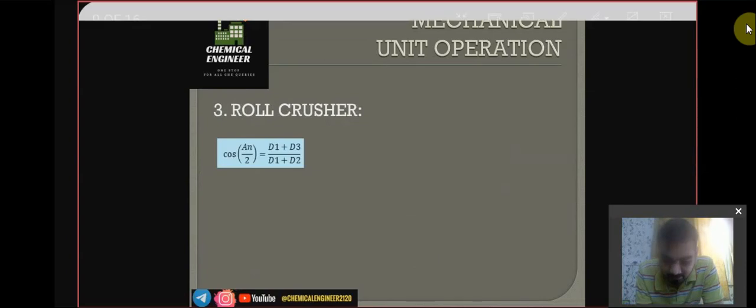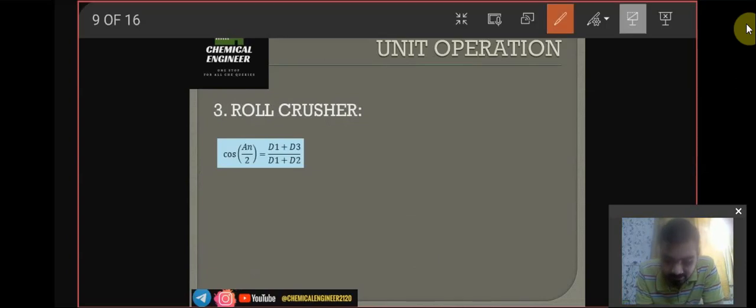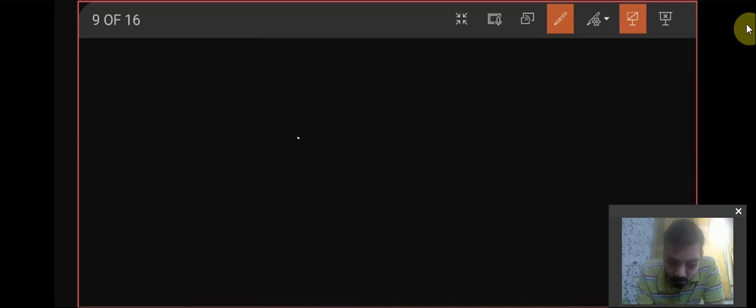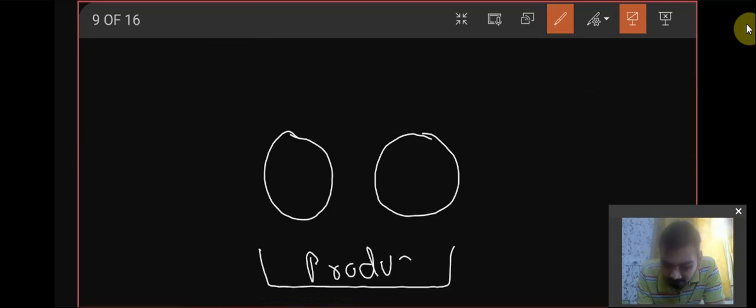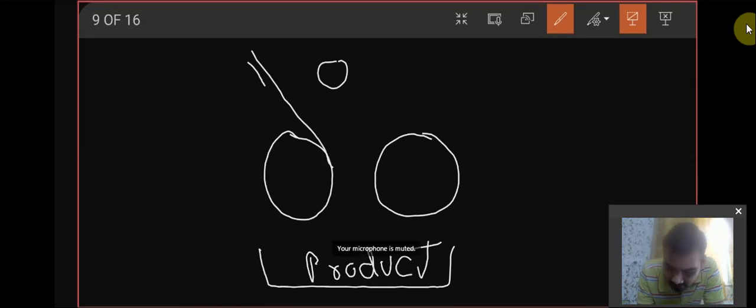Next we have the roll crusher. A roll crusher is equipment having two rolls. This is roll 1, this is roll 2. Here we collect our product, and we pass the feed from here. In order to remember, this is tangential to the center.